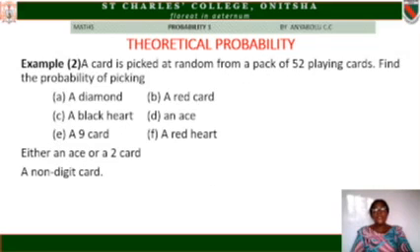Example 2. A card is picked at random from a pack of playing cards. Find the probability of picking (a) a diamond, (b) a red card, (c) a black heart, (d) an ace, (e) a 9 card, (f) a red heart, (g) either an ace or a 2 card, (h) a non-digit card.